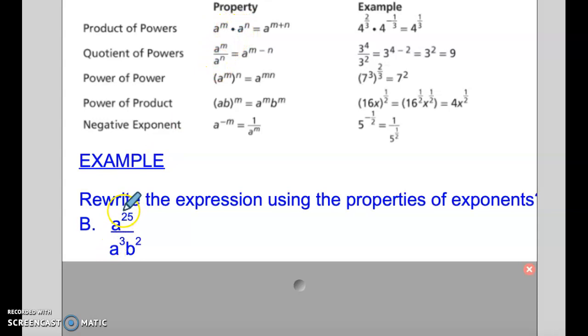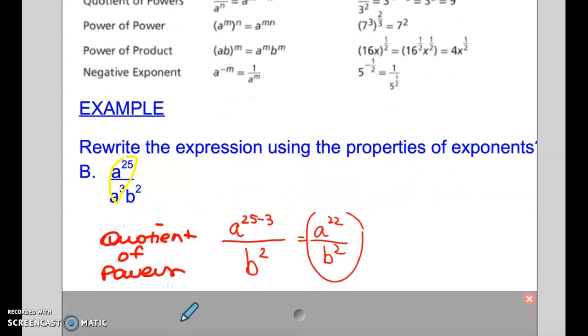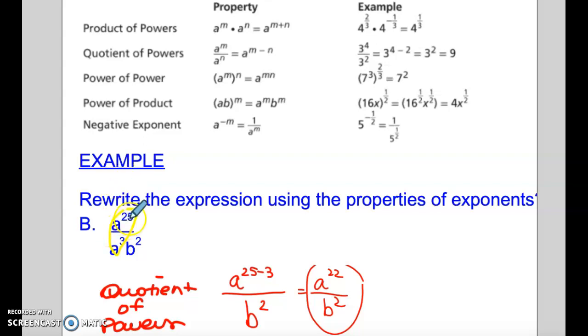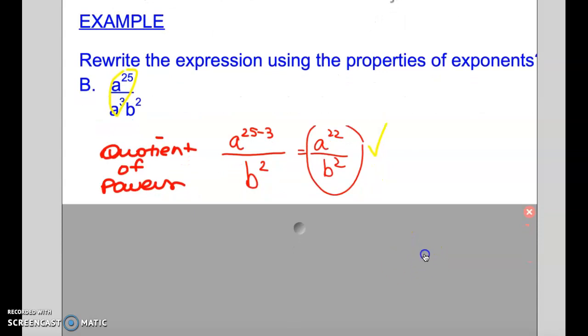So let's first focus just on those a's, and we're going to use the quotient of powers. I'm going to rewrite a to the 25 over a cubed as a to the 25 minus 3 divided by b squared, because there's no reason to move that b squared, right? That b squared has to stay in the denominator. Nothing changed. Nothing told it to move anywhere. And then we can simplify, right? 25 minus 3, that's going to give me 22. That's as simplified as we can get. Okay, awesome job. Let's take a look at another example.